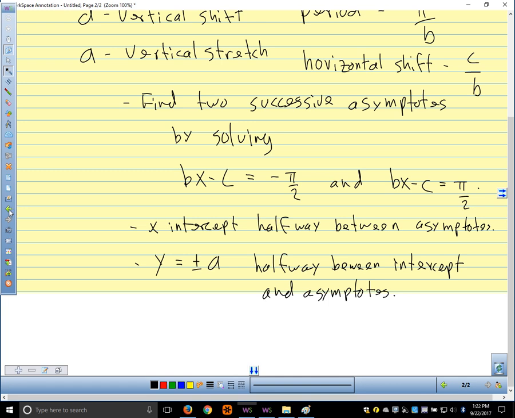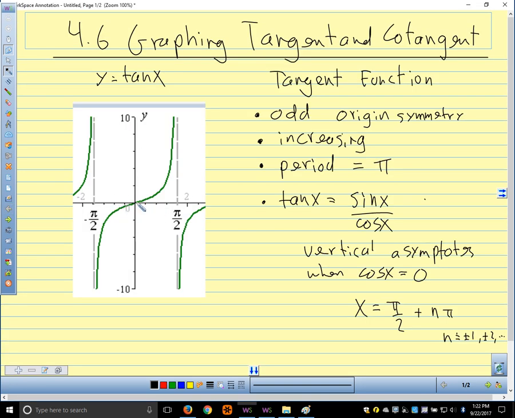All right, so if I go back here, what that means is halfway between the intercept and the asymptote. So this is 0, 0. Halfway between 0 and pi over 2 is pi over 4. These aren't to scale here; the axes are scaled in terms of pi. So this point here would be at y equals 1, and this point here at negative pi over 4 would be at y equals negative 1. So that's how we account for the stretch.